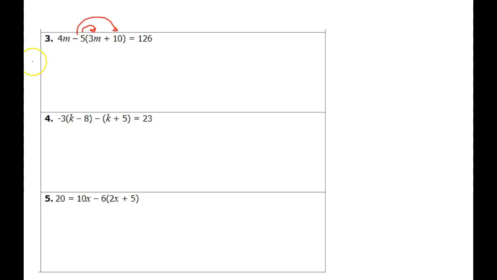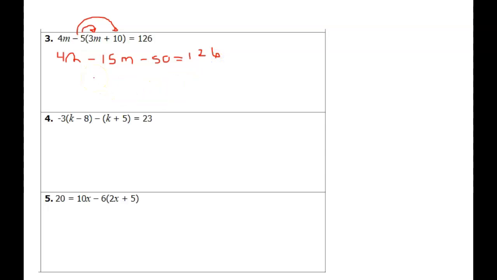Distribute, okay? So I am going to go ahead and distribute. I'm bringing the 4m down. That still stays there. And then I got a -5 times the 3. Well, that is -15. And then I keep my variable m. By the way, guys, if you need help multiplying, you can always use your calculator, okay? Negative 5 times the 10, well, that's negative 50. And this equals 126.